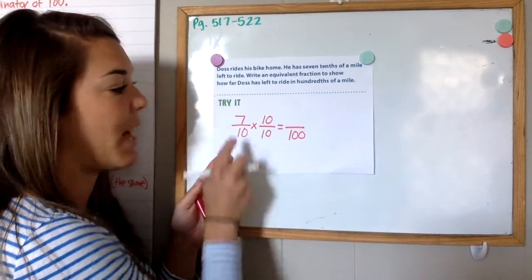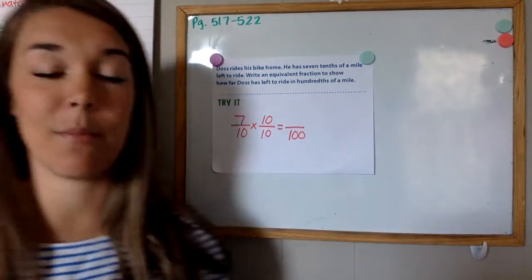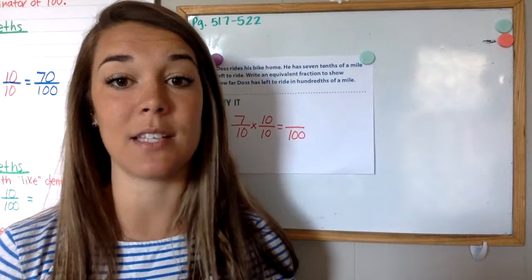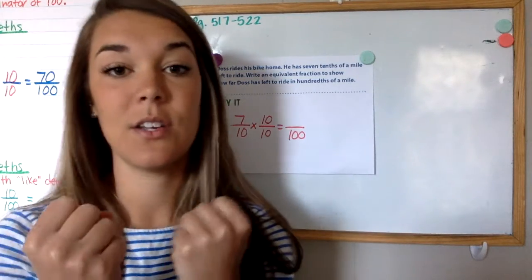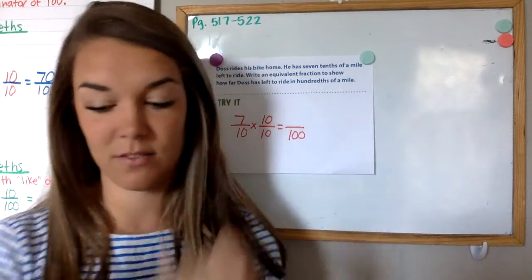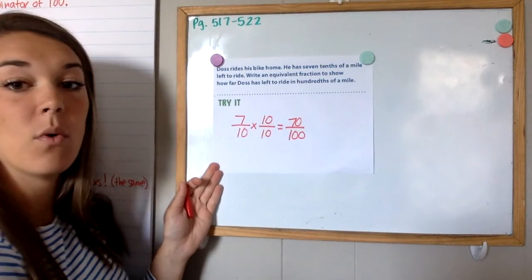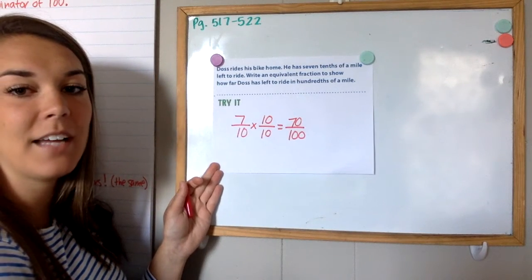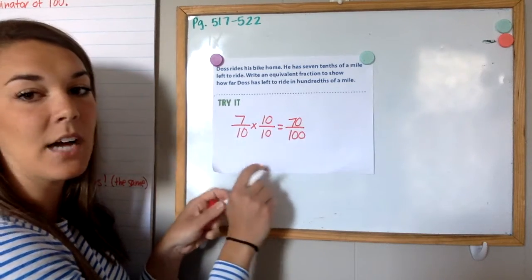So now I'm going to multiply 7 times 10. I hope everyone knows their tens tables, right? These ones are easy to memorize. And if you don't, you can count by 10 7 times. So 10, 20, 30, 40, 50, 60, 70, right? So that's going to equal 70, okay? So that means that 7/10 is equal to 70 hundredths.